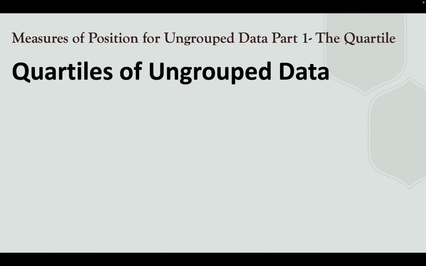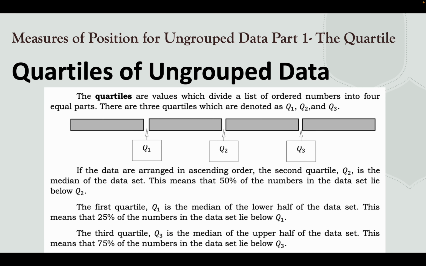Now, let's go to the quartile of ungrouped data first. The quartiles are values which divide a list of ordered numbers into four equal parts. There are three quartiles which are denoted as Q sub 1 or quartile 1, Q sub 2 or quartile 2, Q sub 3 or quartile 3. Quartile 1 is also known as the lower quartile, quartile 2 as the middle quartile, and quartile 3 is also known as the upper quartile.